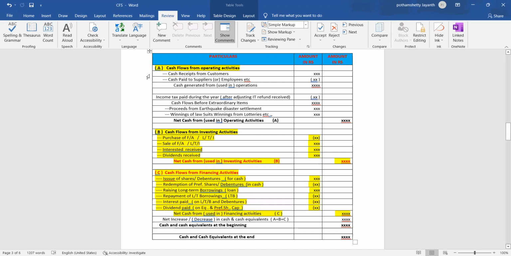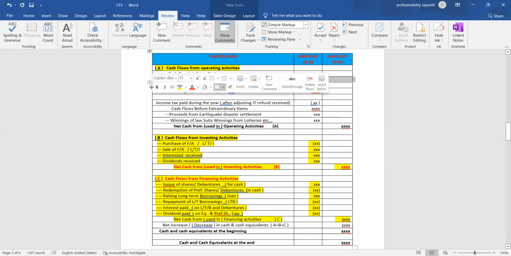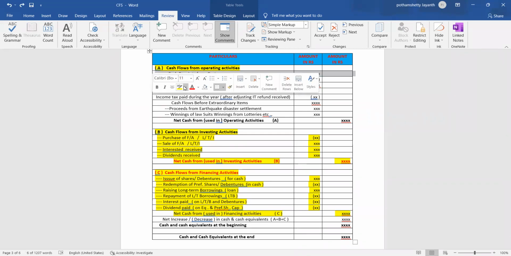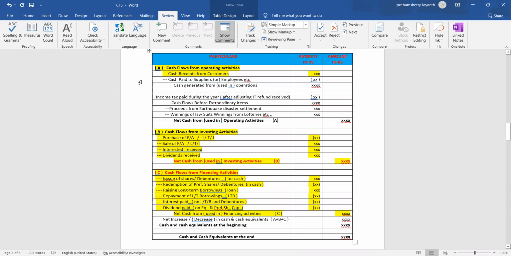In operating activities we will be having the direct method. Under the direct method in operating activities you will have the following: 1, cash received from customers. For this we will do the working note. How to do the working note we will discuss later. First, what will come, you remember those. Cash flow from operating activities we are doing. First one is what? Cash received from customers.